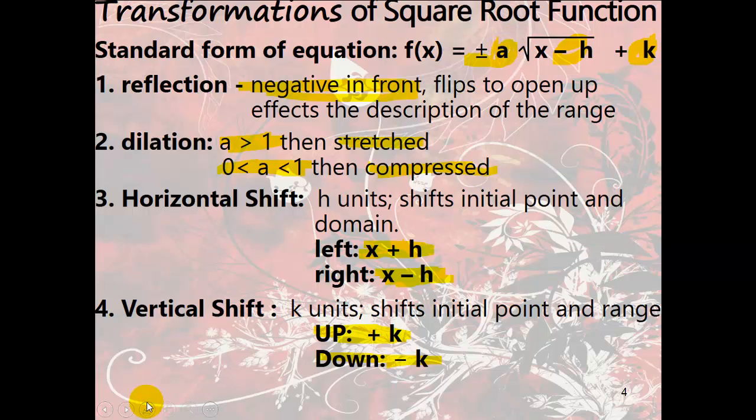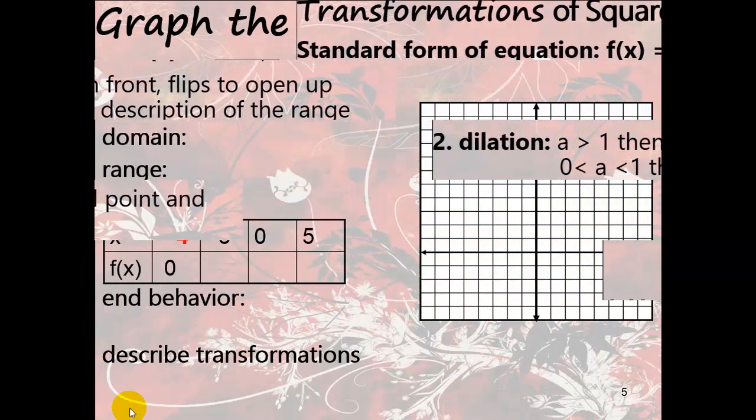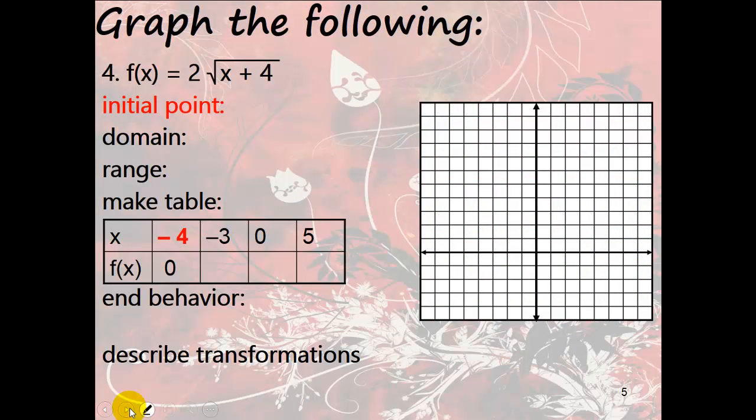So let's try and go through one. We're going to graph the following. My initial point is going to be the opposite sign of 4, so it's going to be negative 4. And then because I have a plus 0, there's nothing being added. It's going to be negative 4, 0.